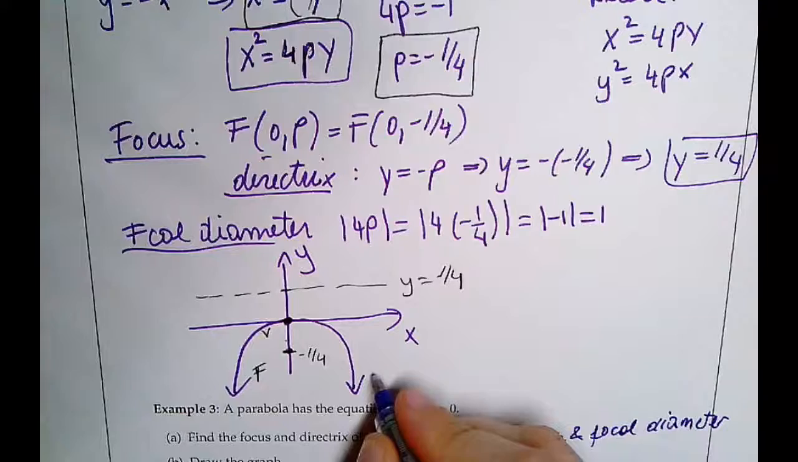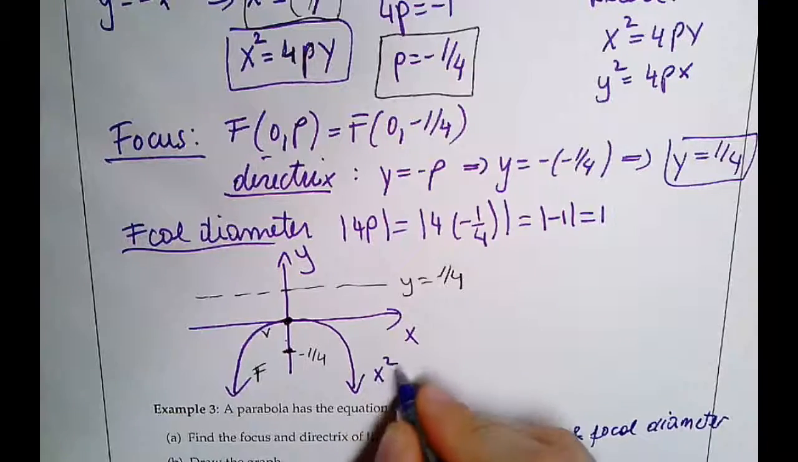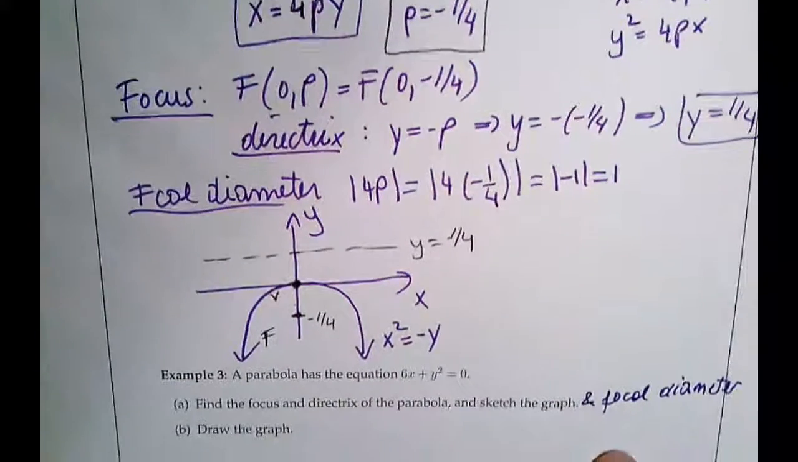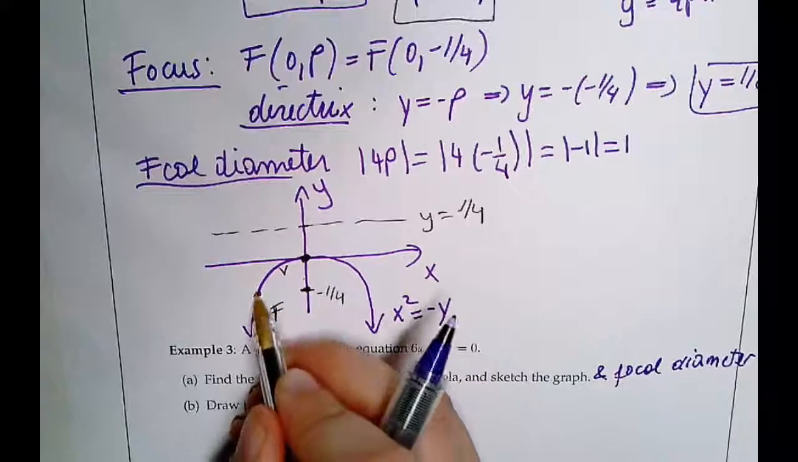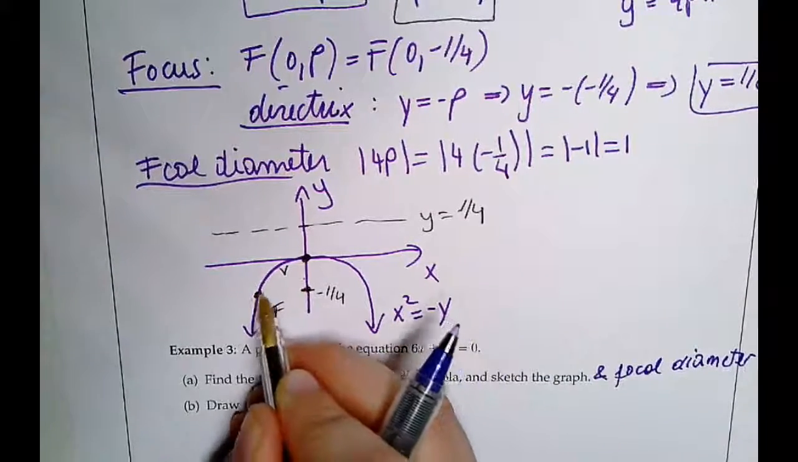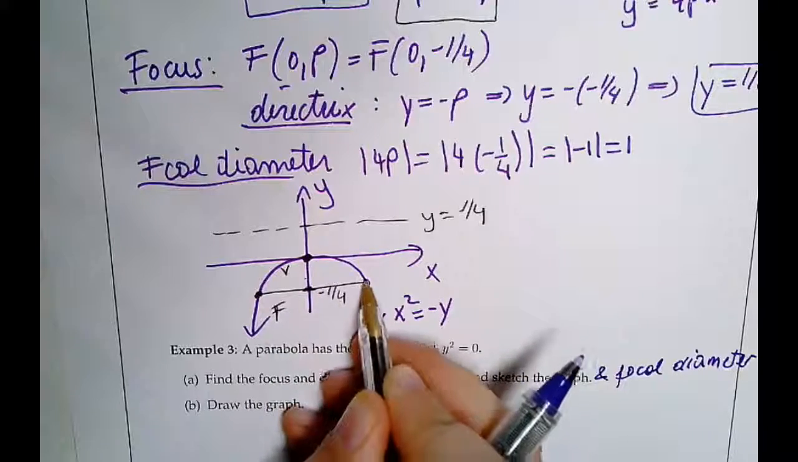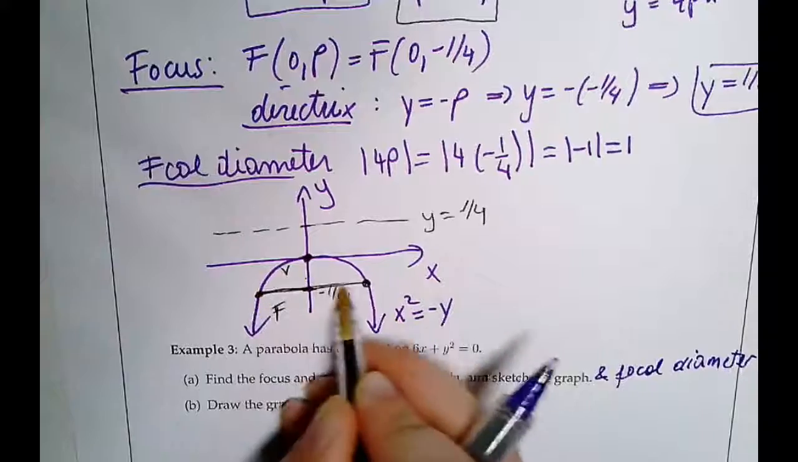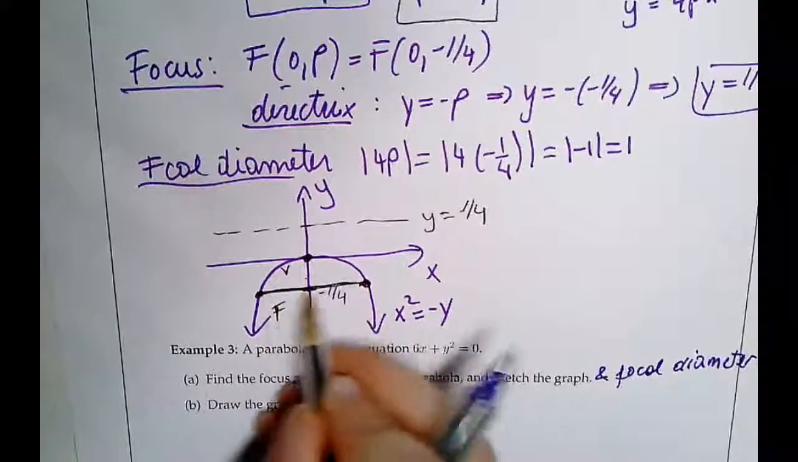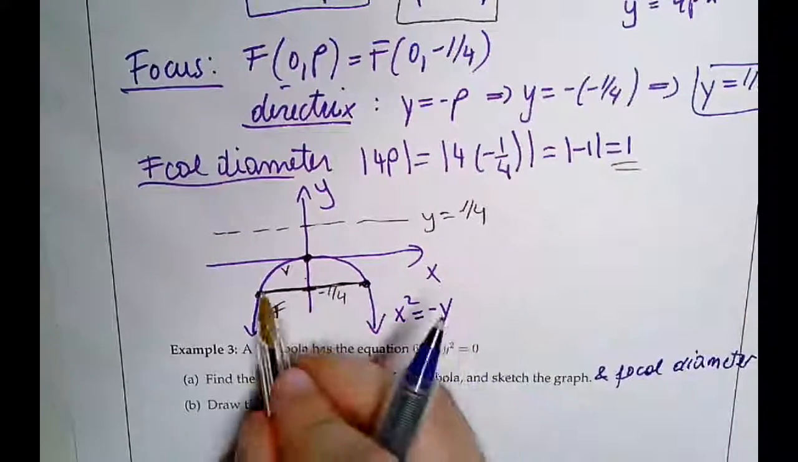This is the parabola x squared equals -y. And recall that the focal diameter is going to be this line segment that goes through the focus. So this right here is 1, this whole segment right here.